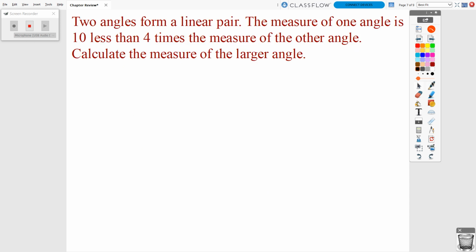All right, next one up. Two angles form a linear pair. You need to remember, what does a linear pair constitute? Linear pairs had two properties. Number one, they were adjacent to each other, which really had no mathematical property to it. But not only were they adjacent, but they were also supplementary.